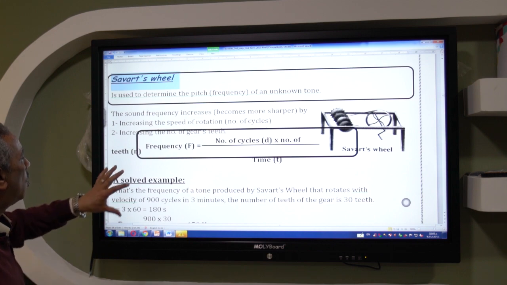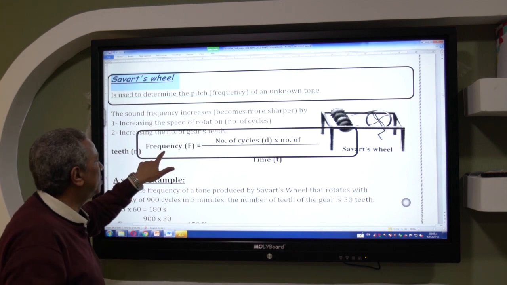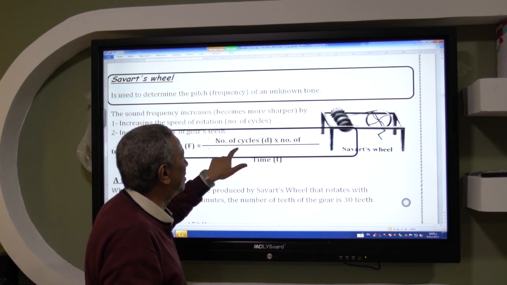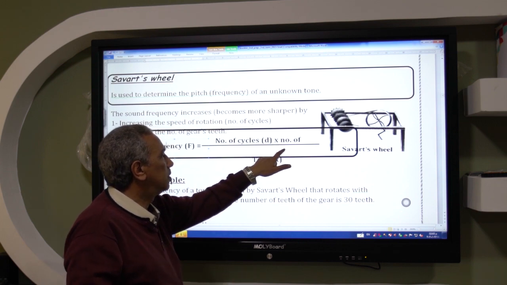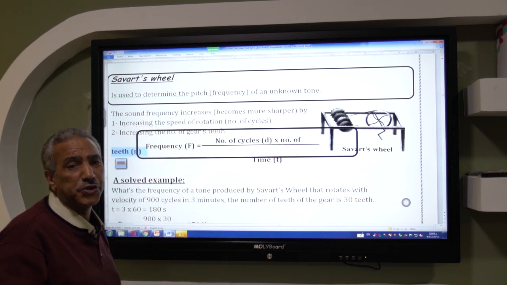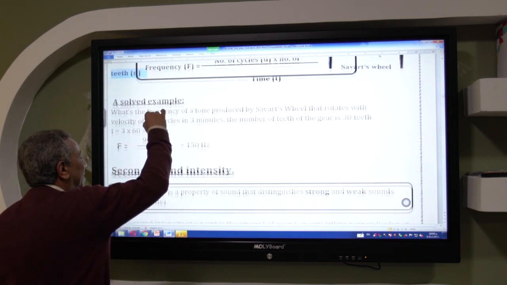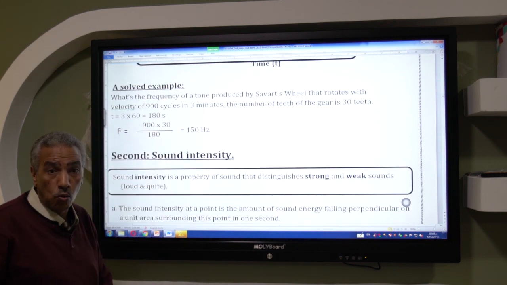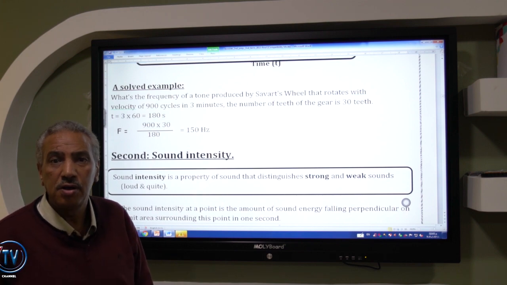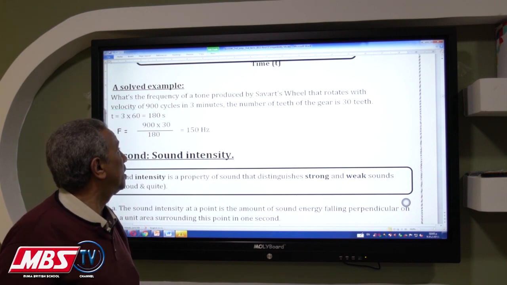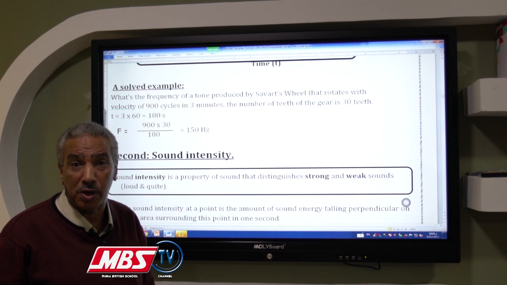So, in all the examples, frequency equals the number of cycles times the number of gear teeth over the time in seconds. And this is all for the explanation of the first property of the sound waves.